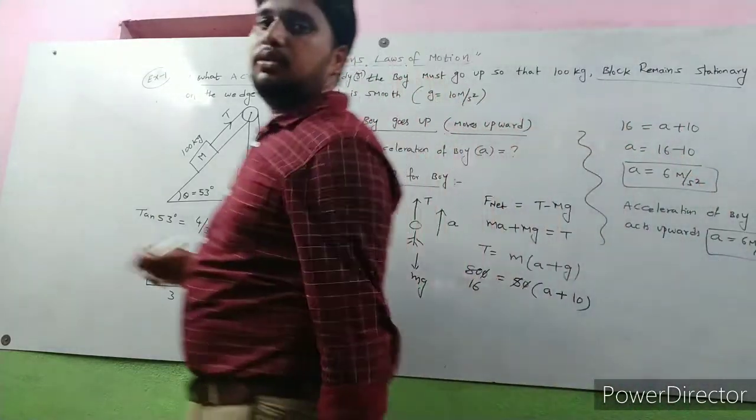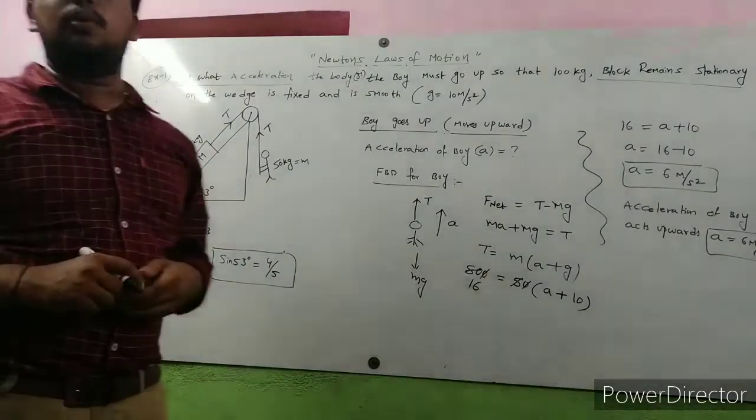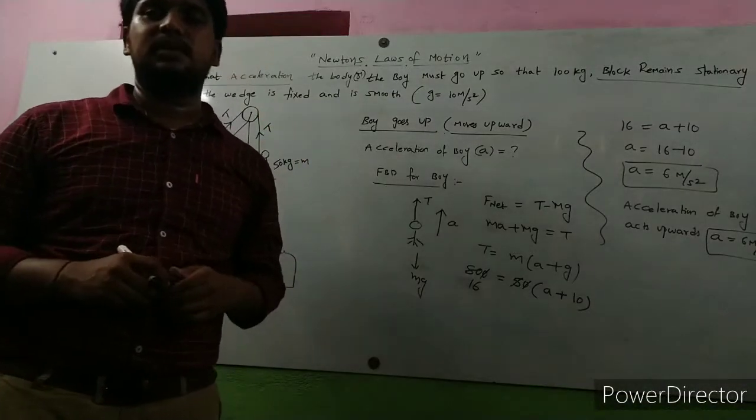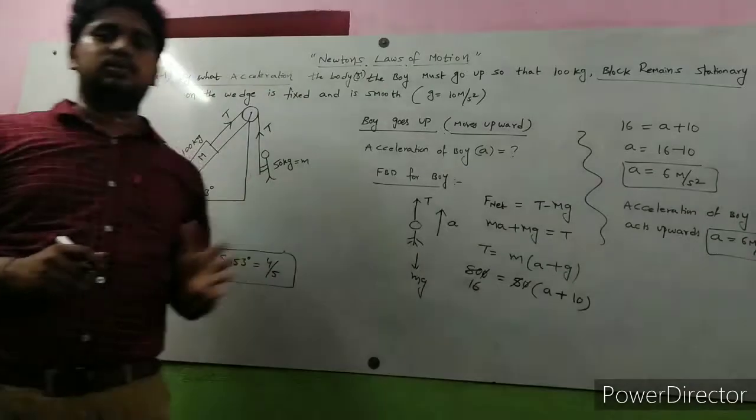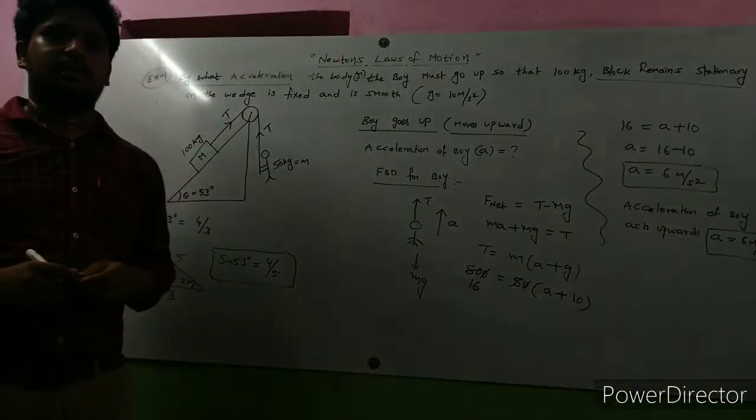Okay, A is equal to 6 meters per second square. This is the solution of this question. I hope you all understood this question. If you get any doubt while solving this question or while watching this lecture, please mention it in the comment box.